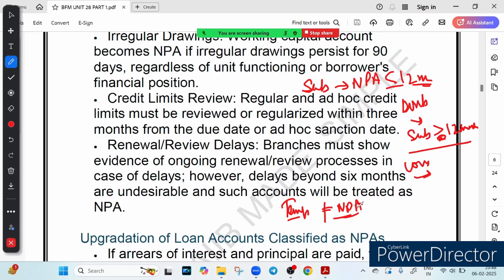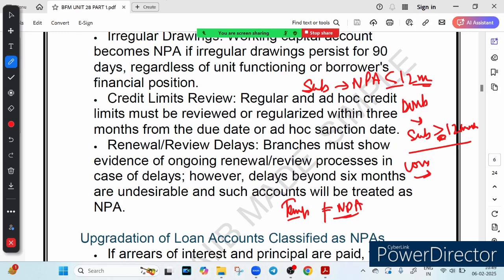So it is not like that if there is a temporary deficiency you should immediately classify it as NPA. No, temporary deficiency is there, like suppose the drawing limit has been exceeded, suppose a stock statement has not been submitted, suppose the credit limit has not been renewed. So on a temporary basis these are deficiencies, but they can be coped with. But if this deficiency continues for a longer period, then we have to classify it as NPA. I hope this makes your concept clear.